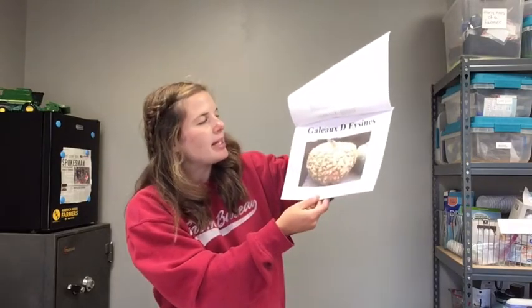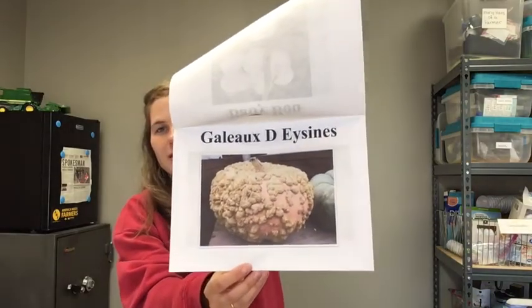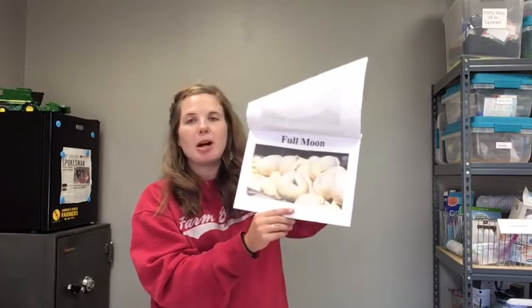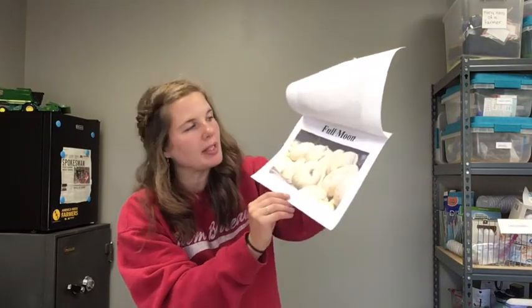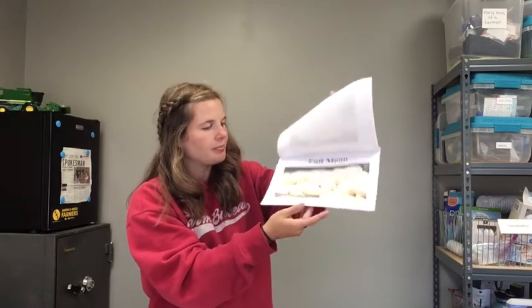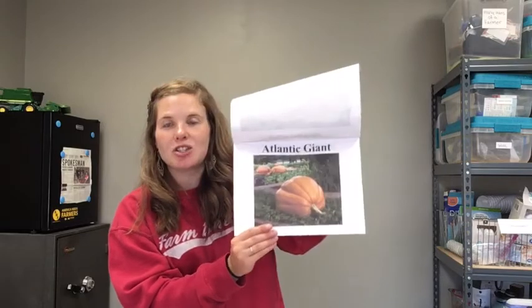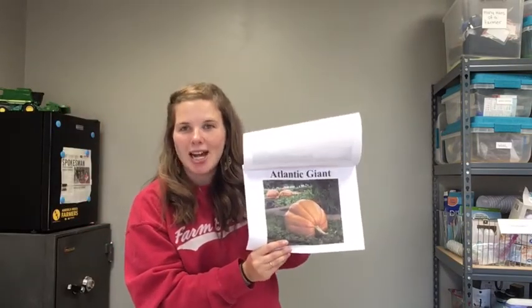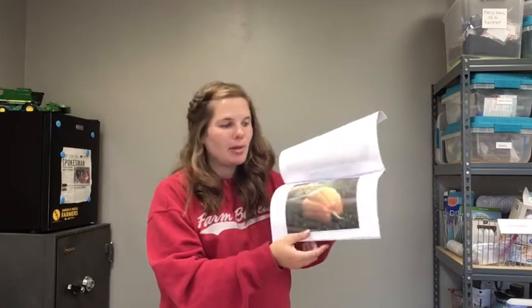We have pumpkins that are very bumpy. We have pumpkins that are more of a yellow or tan color. This pumpkin is called Full Moon. We have Atlantic Giant. Raise your hand if you've been to the state fair before and seen the giant pumpkin competition. So we have pumpkins that can grow to be 1,000 pounds.